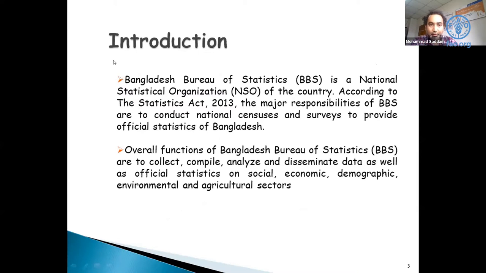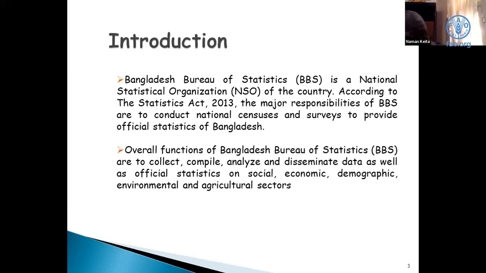Basically, the Bangladesh Bureau of Statistics is the national statistical organization in our country. We have a Statistics Act, called the Statistics Act 2013. According to the Act, the BBS is responsible for collecting data, generating data, and generating the official statistics in Bangladesh. The main function of the BBS is to collect, compile, analyze, and disseminate data for generating the official statistics, which represent social, economic, demographic, environmental, cultural, and sectoral data.